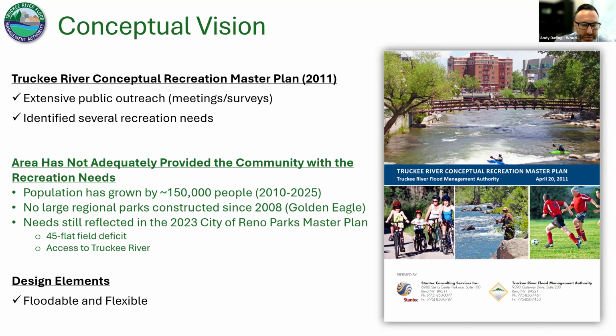Really, we've had one regional park that's been constructed in and around that time frame, and that was the Golden Eagle Regional Park out in Sparks in 2008. And while our population has grown considerably over that time, we've not kept pace with the amount of flat fields. So that is also influencing some of the design alternatives that we'll be considering. In both alternatives, we have this theme that will be throughout, that all the design elements will be floodable and flexible in their design. Obviously, as Shane showed on the previous slides, this area will be flooded at some point in the future, so we need to accommodate for that. Next slide.